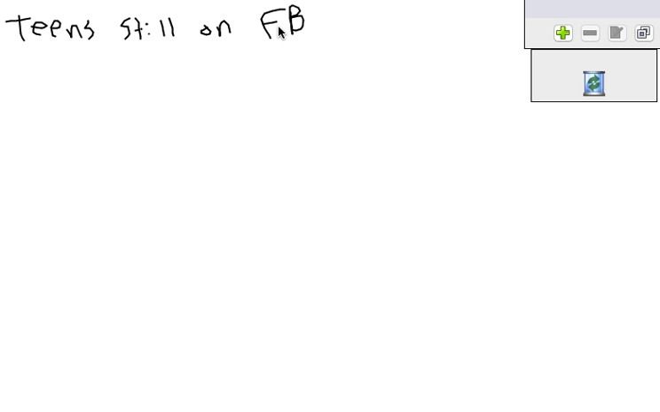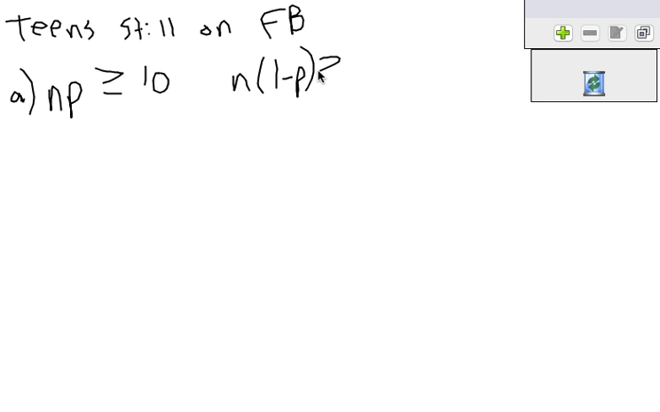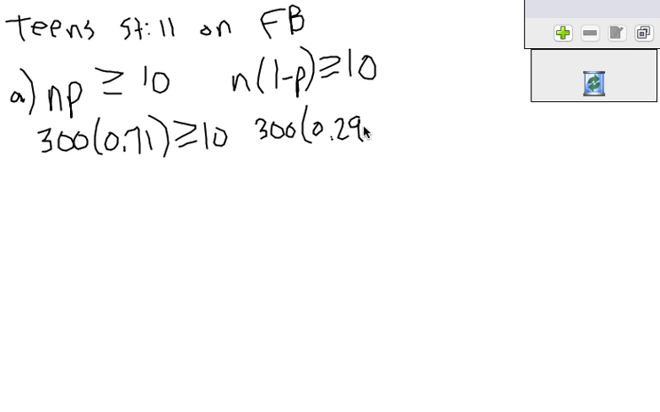Okay. Recently, the Pew Research Center, same stuff there. In A, it says, justify why X can be approximated by a normal distribution. Okay. So this is the large counts condition. Is N times P greater than or equal to 10? And is N times 1 minus P greater than or equal to 10? Well, N is really large, 300 times 0.71 is greater than or equal to 10, and 300 times 0.29 is greater than or equal to 10. So we're good on both accounts, therefore we can use a normal distribution.